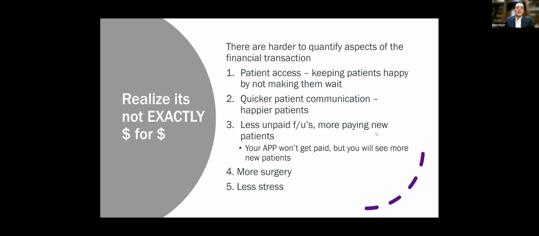You'll likely spend less time on unpaid follow-ups, which opens up your schedule to see more paying new patients. And remember, your APP won't get paid for those follow-ups, but you're seeing more new patients. So even though it looks like a loss on their P&L, it's helping your P&L look better. And with more new patients, you're likely going to be able to schedule more surgery. And finally, and very importantly, you're going to have less stress. So none of these factors show up on the profit and loss statement, but they all can be factors in your decision to hire an advanced practice provider.